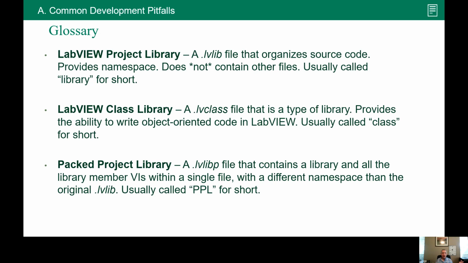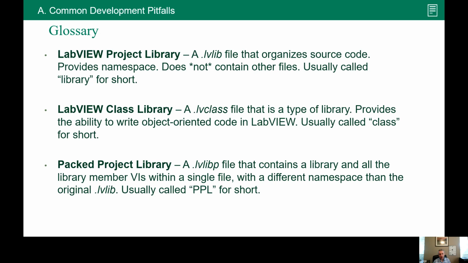When I use the word library, I'm pretty much talking about an LVlib, a LabVIEW project library. Then we've got classes. A LabVIEW class library is a type of library. It provides the same functionality that allows you to organize your source code. It's a single file on disk, but it also provides additional behavior related to object-oriented programming in LabVIEW. If you've got VIs and classes, then you can have things like override VIs, private member data, stuff like that. If I say the word class, I'm referring to a class library, a .lvclass file.